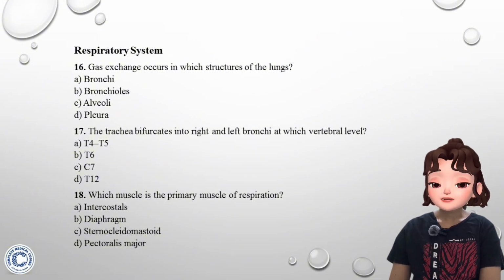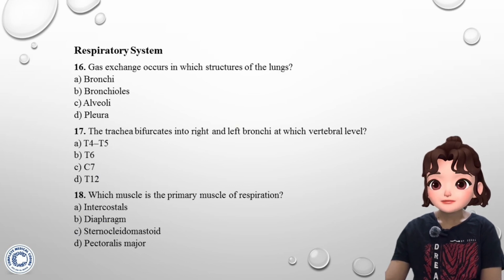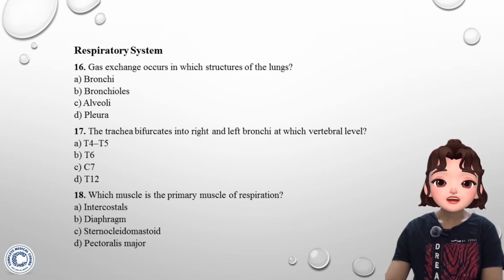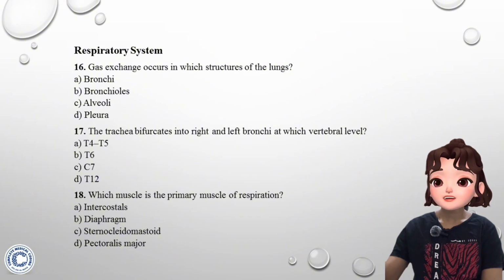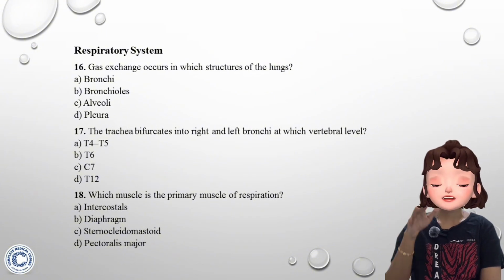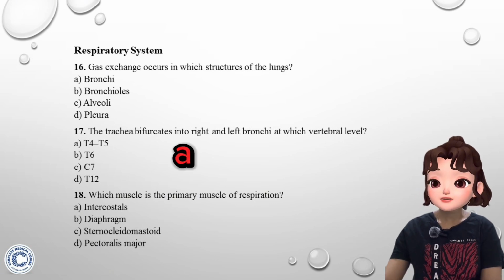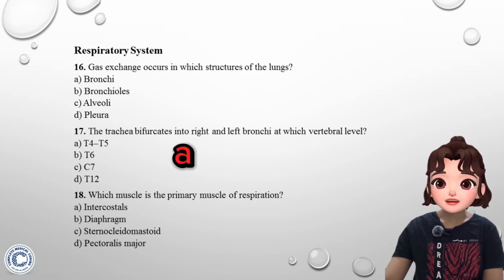Moving to 17th question. The trachea bifurcates into right and left bronchi at which vertebral level? Options: option A, T4 to T5, option B, T6, option C, T7, or option D, T12. So at which vertebral level does the trachea bifurcate? Answer is option A, T4 to T5, thoracic part.